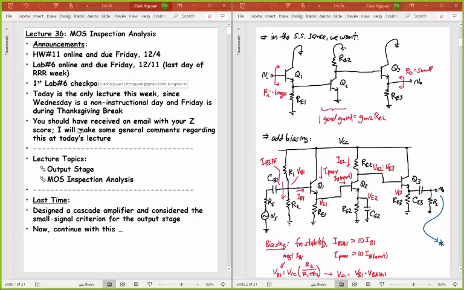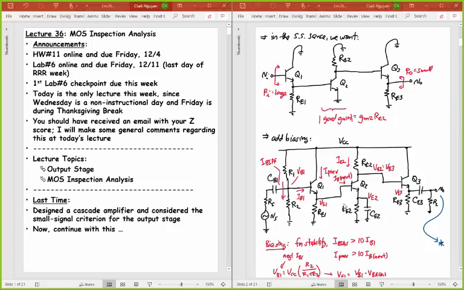So today we'll sort of move in that direction by heading in the MOS direction. But before doing that, I want to finish off talking about this design we did last time that's similar to your lab but not exactly like it. I also want to then talk about MOS inspection analysis.